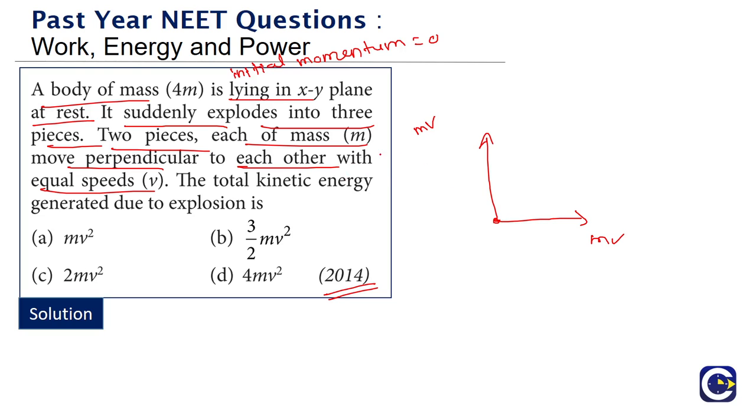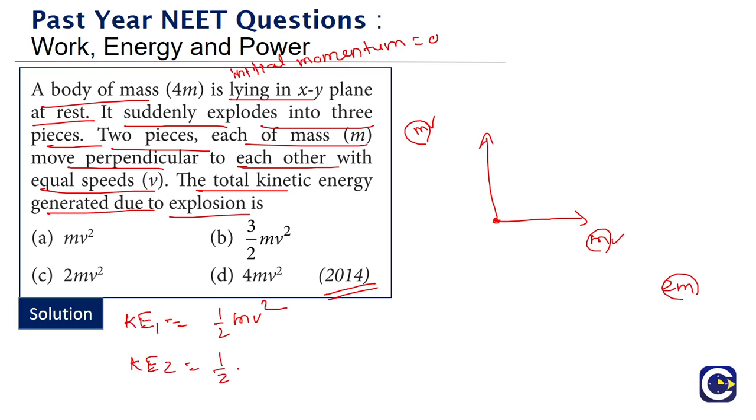What will be the third piece? See, each of them is having mass m, means third piece will have a mass 2m. Correct. The question is, the total kinetic energy generated due to the explosion is. So we know the kinetic energy of one of them is half m v square. Kinetic energy of the other is half m v square. We need to find what is the kinetic energy of the third piece.